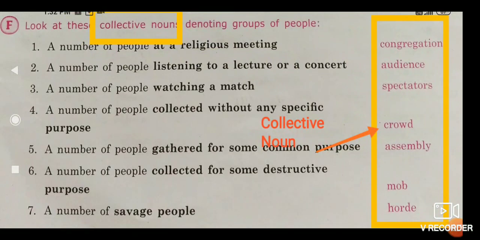So here also some collective nouns are given which are denoting groups of people, like a number of people at a religious meeting. This is a group of people at a religious meeting, so it will be known by the word congregation. A number of people listening to a lecture or a concert. So here, this is a group of people who are there to listen to a lecture, that will be known as audience. So here, audience is a collective noun.